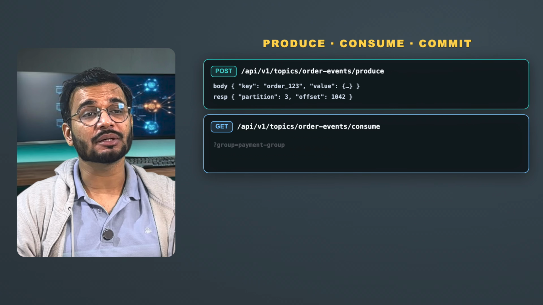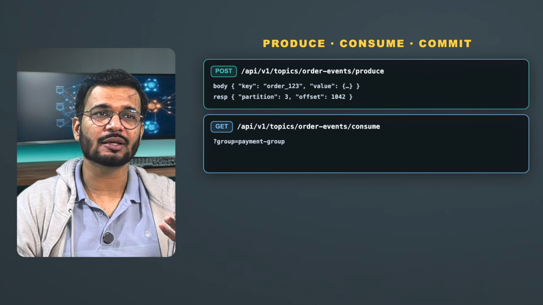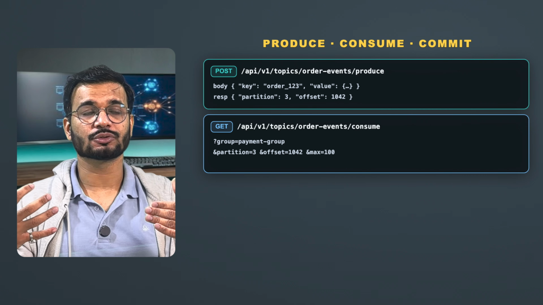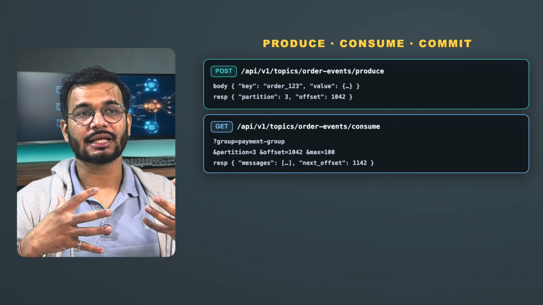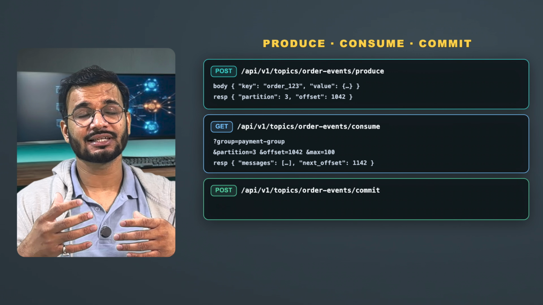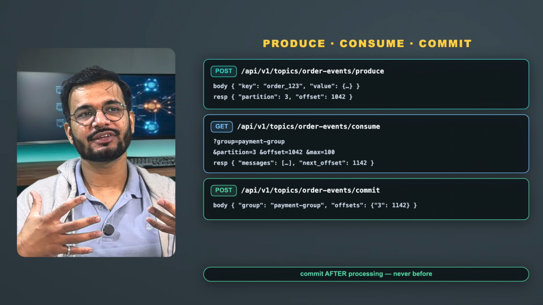Then we have the consume API. Consume API is used to consume the messages. It will be a GET type API with v1, that is a version number, topic, order events, and consume. We will specify the group like the payment group, then the partition, which partition we want to consume from, and the offset and the max limit. The response will be the messages according to the offset we have passed.